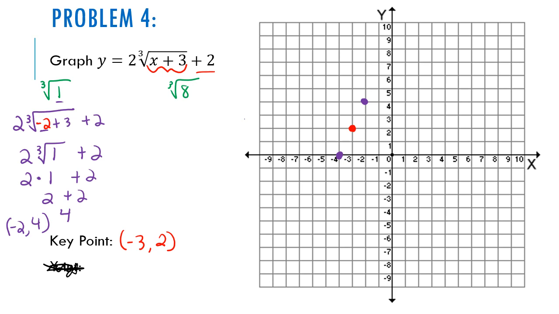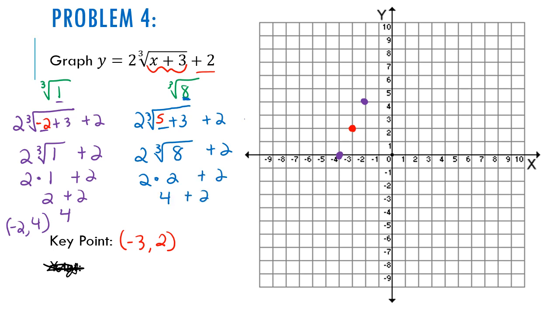Okay, so now I'm going to go ahead and do the same thing, but for the cube root of 8. So 2 cube root, some number plus 3, and then plus 2. We're asking what number plus 3 would equal an 8? That would be a 5. 5 plus 3 is 8. So we have 2 cube root 8 plus 2. The cube root of 8 is 2. So 2 times 2 is 4. And so we're going to have 5, 6. So 5, 6.